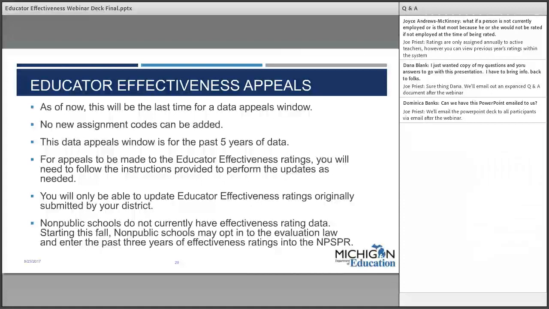And currently, non-public schools do not have effectiveness ratings data. This is new for this fall collection, that non-public schools will be able to opt into the evaluation law and enter effectiveness ratings for the past 3 years within the non-public school personnel report. So there is information on CEPI's site about what that data submission looks like, and there's a link to the CEPI webpage at the end of this presentation.